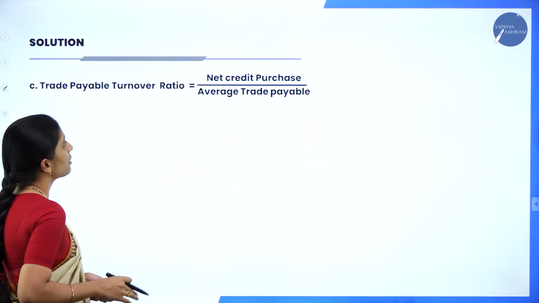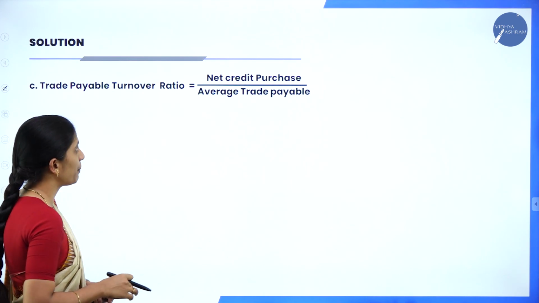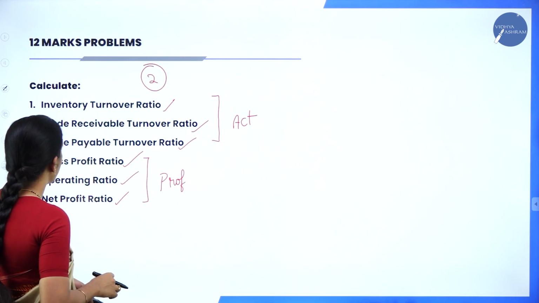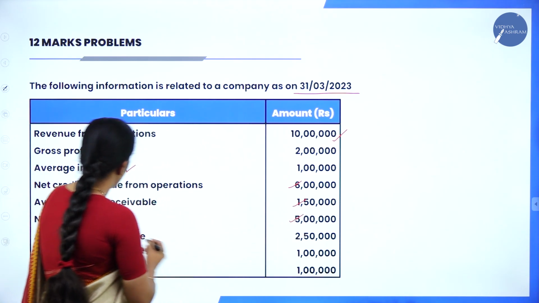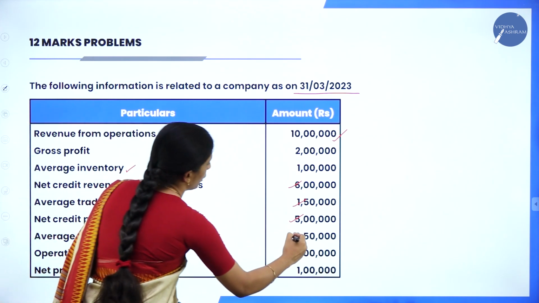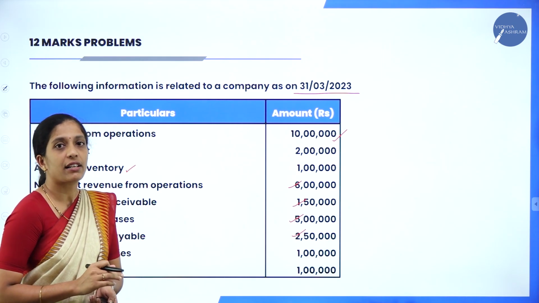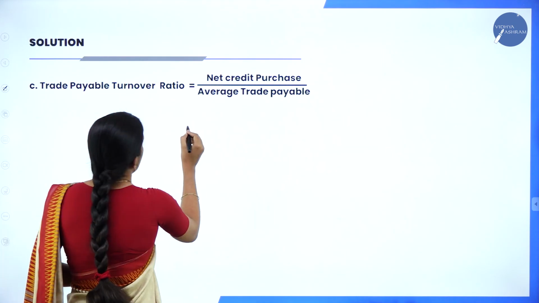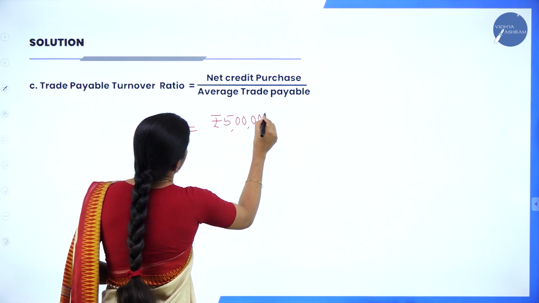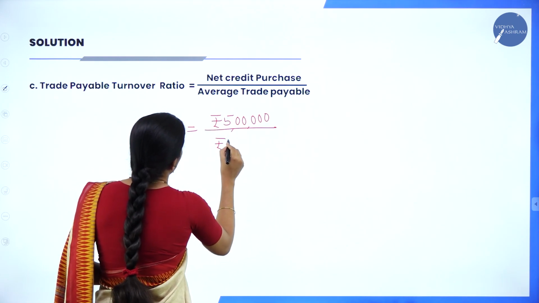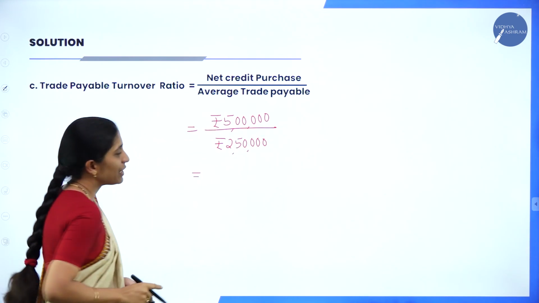Next, trade payable turnover ratio. Your formula is net credit purchase divided by average trade payable. So, let us see whether we have this information. Net credit purchase 5 lakh divided by average trade payable is 2,50,000. Both they have given us directly. So how to calculate? Rupees 5 lakh divided by rupees 2,50,000. So this would be 2 times.